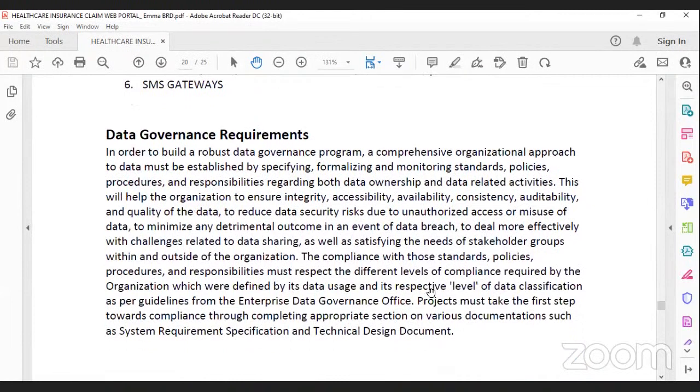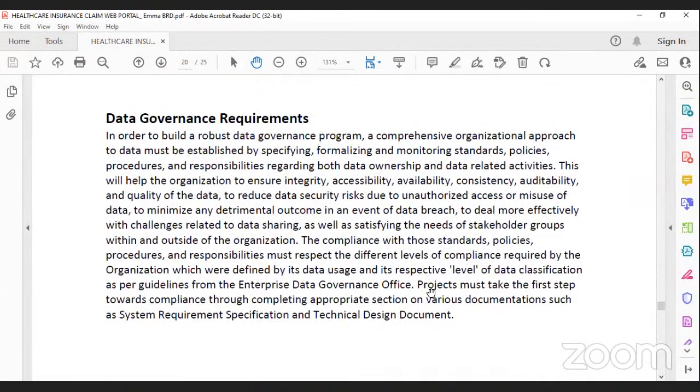Now, we're looking at some governance requirements, data governance requirements.